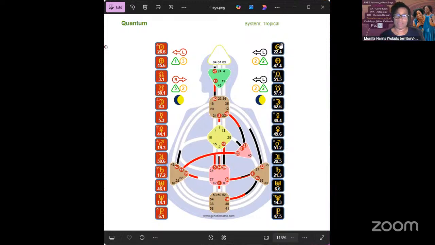So we have Sun, Earth, North Node, South Node, Moon, Mercury, Venus, Mars, Jupiter, Saturn, Uranus, Neptune, and Pluto on the personal side of the chart. And then we have that reflection also on the design side of the chart.